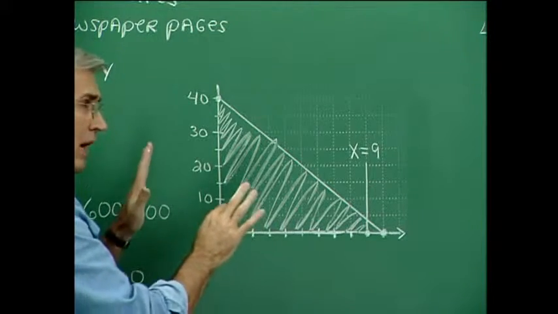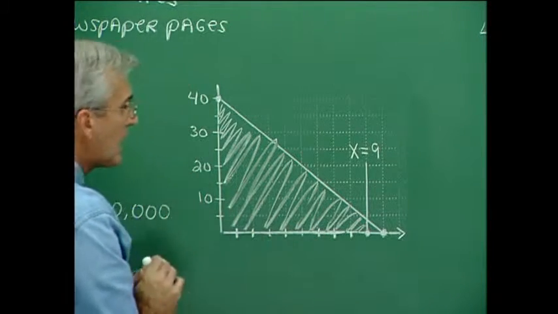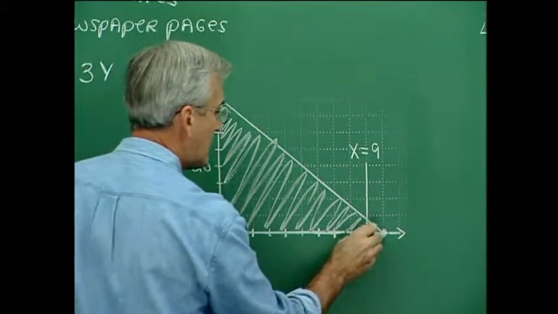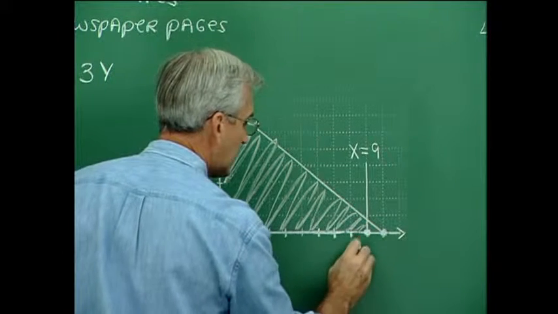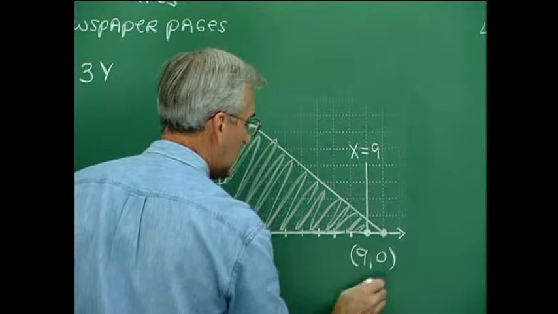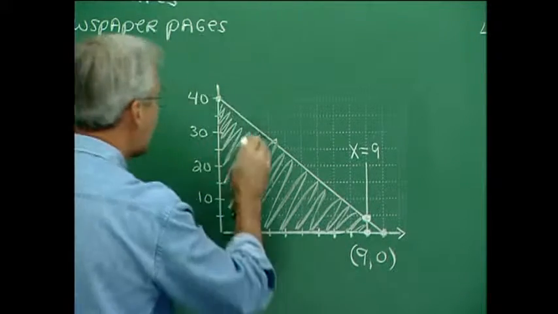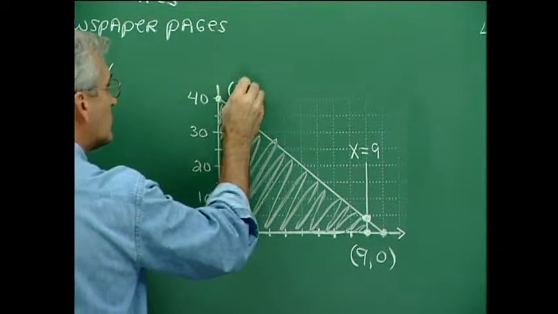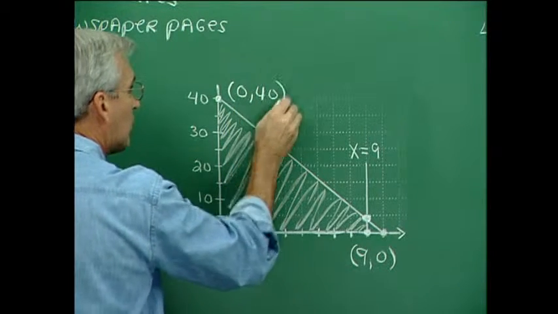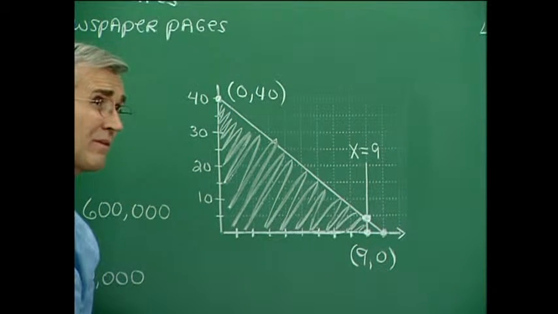Now we know that our maximization or minimization occurs at vertex points, and that would be this point, which is the point (9, 0), and at this point, which we don't know, and at this point, which is (0, 40). All right, what about this point that we don't know? How do we find that point?